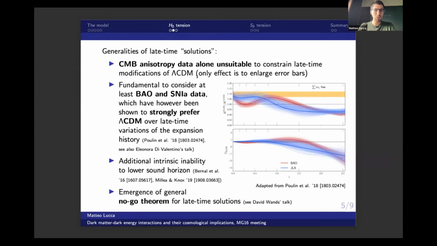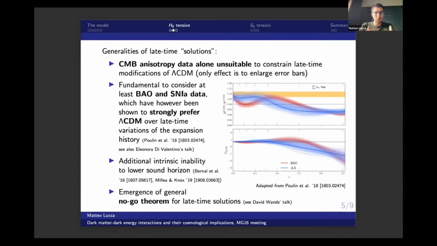First of all, when looking at late time solutions to the Hubble tension, it's, to me at least, often unfair to only restrict yourself to CMB anisotropy data, because with modifications at a very late time, the only effect is to blow up the error bars of your model on the H0 value. And what you need is really an additional anchor at late time, some complementary data, which normally comes from BAO and supernovae.